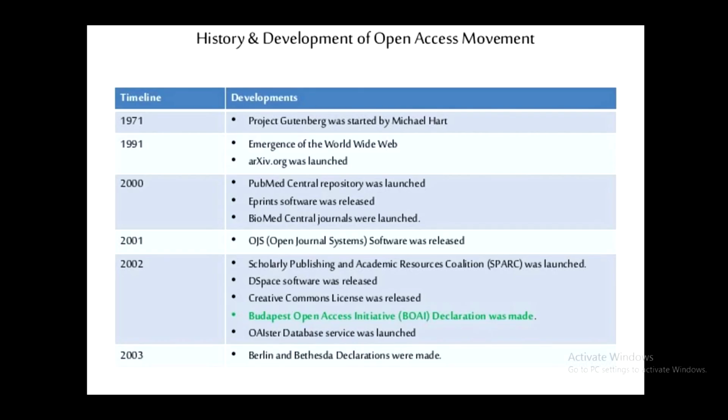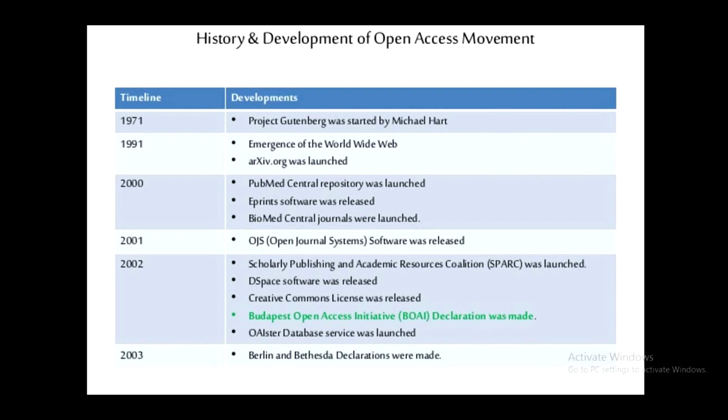History and development of the open access movement. When it started and how it started. First, the open access movement started in 1971 with the project known as Project Gutenberg, started by Michael Hart. Okay? Project Gutenberg is the first initiative taken as a step forward for the open access movement.